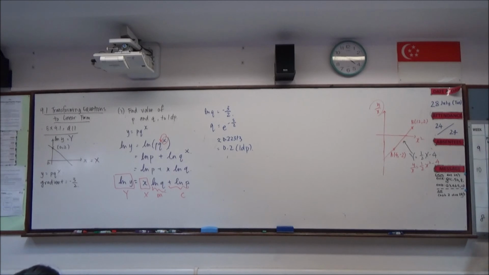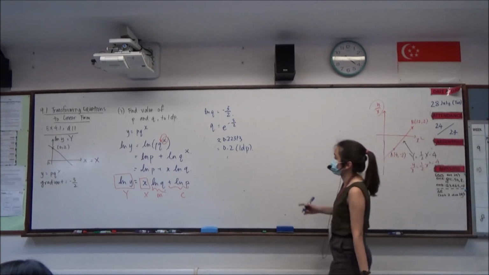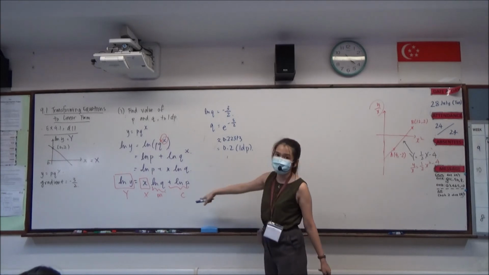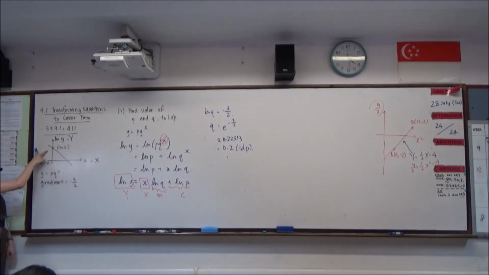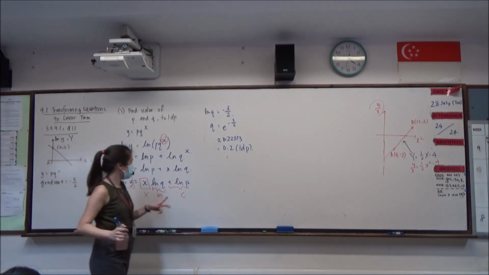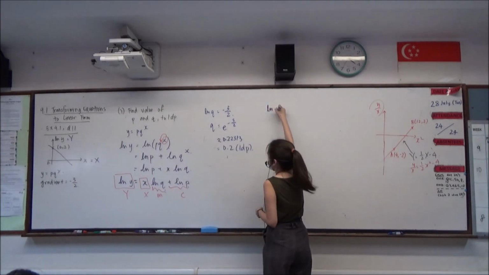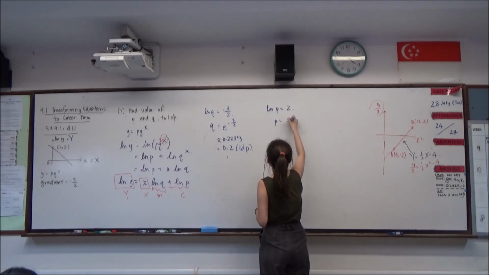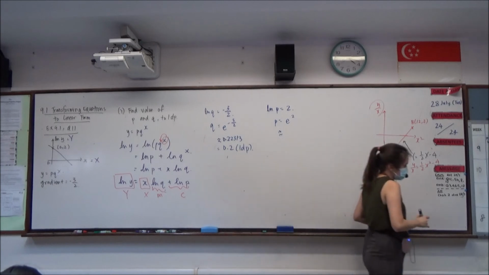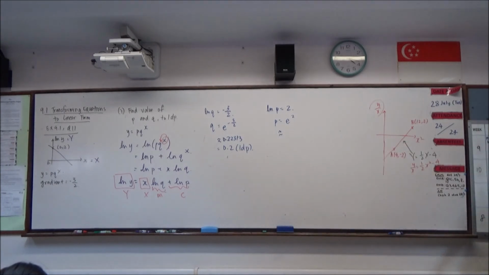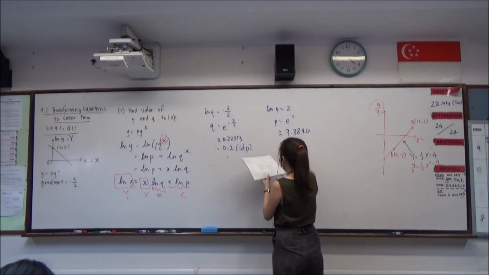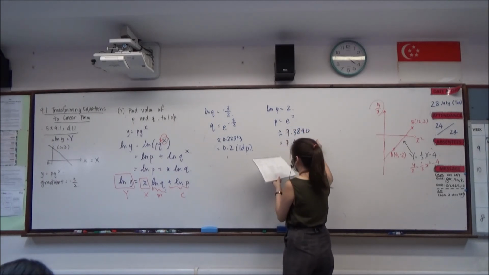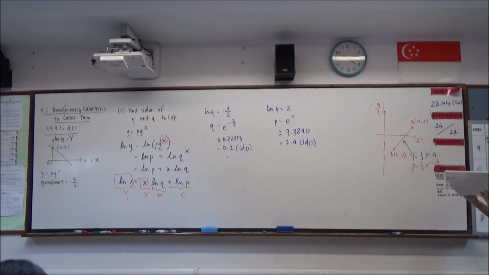Then to find the value of p, the question's (0, 2) is actually the y-intercept, or rather the vertical intercept value, which is 2. Therefore, ln p equals 2, and we get 7.4 to 1 dp.